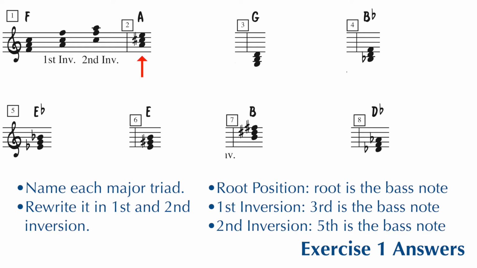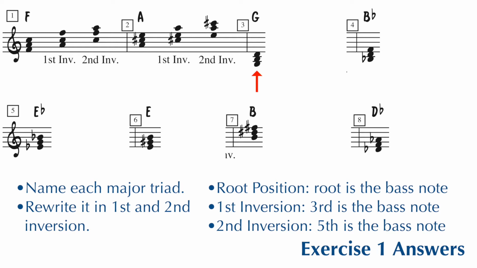Number 2, an A major chord. To change it to first inversion, take the root of the chord, that A, move it up an octave, and now you should be looking at C sharp, E, A. To change that first inversion chord into second inversion, raise the C sharp an octave, leaving the fifth in the bass. Now we have an E, A, C sharp.